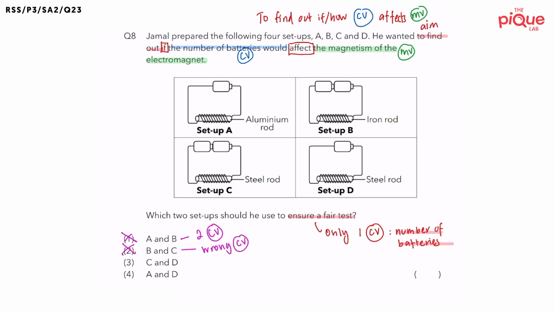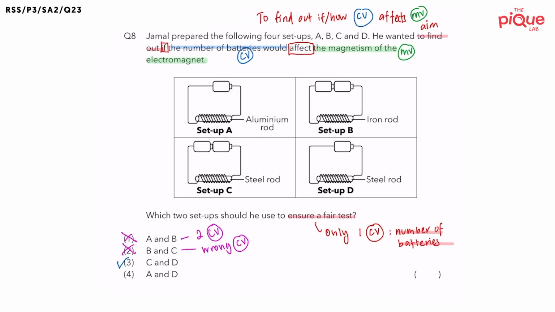Moving on, option 3 states that we should compare setup C and D. Can you tell me what's the difference between setup C and D? The difference between these two setups is the number of batteries. You can see that there are 2 batteries in the circuit for setup C, while there's only 1 battery in the circuit of setup D. Is there any other difference between the 2 setups? No. Thus, there's only 1 change variable. And is this the correct change variable that we want? Yes. Therefore, let's put a tick beside option 3.